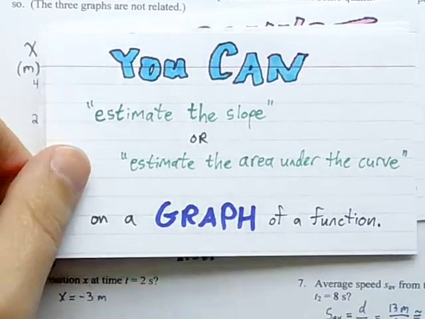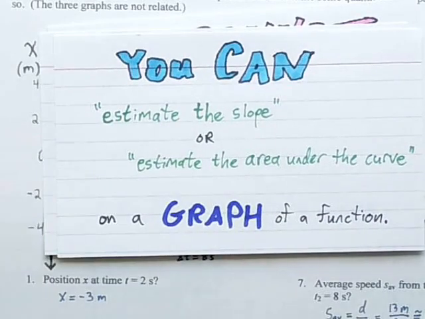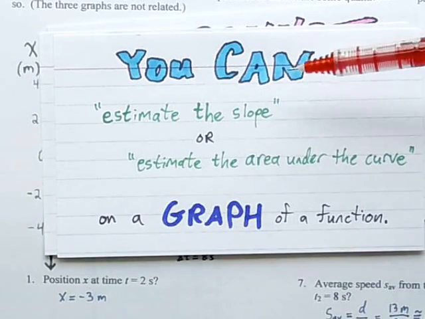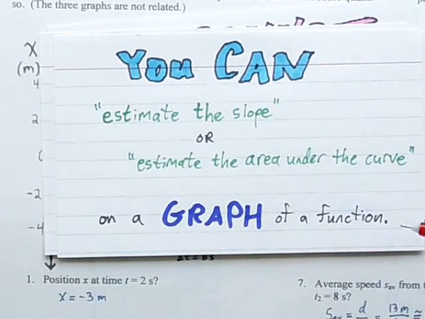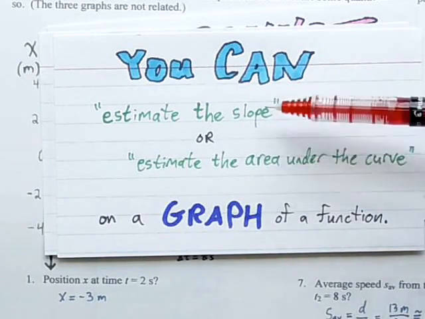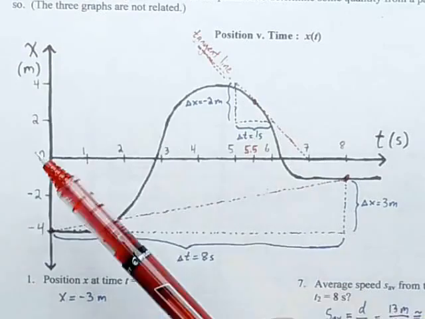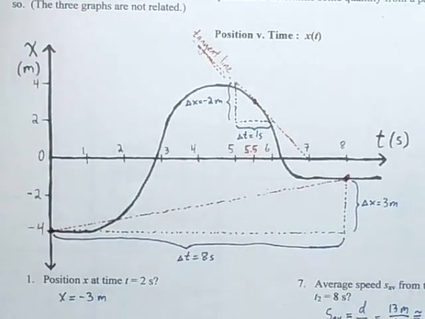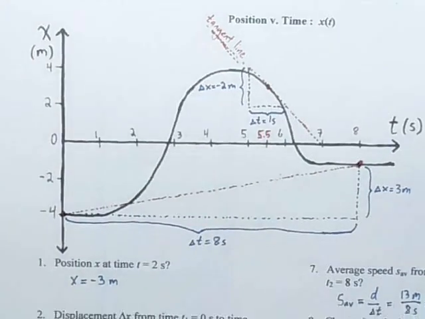We have to talk about it this way instead. What we can do with a graph is estimate the slope of lines that we draw on that grid and estimate areas on that grid. So these are what we're allowed to do given the kind of information that we have here. Okay, so let's have a look at the questions.